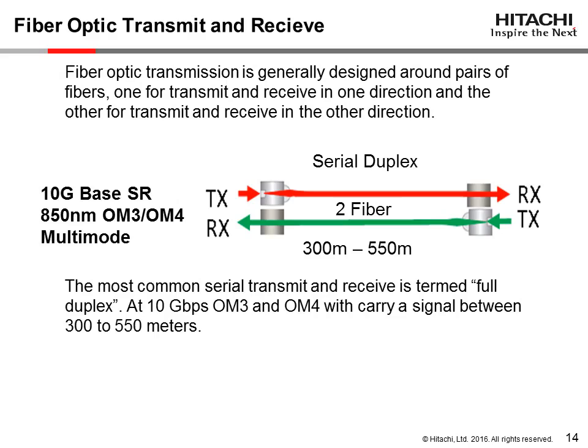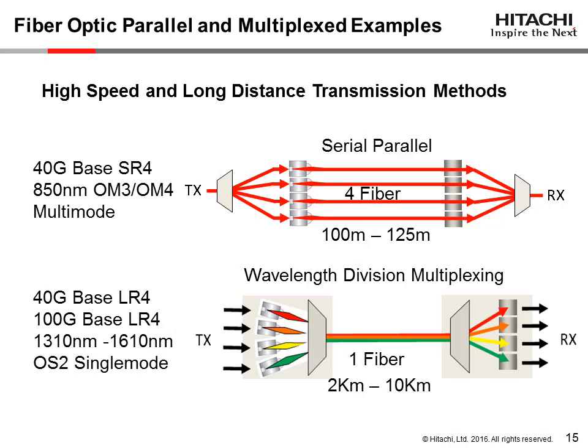At 10 gigabits per second, OM3 and OM4 will carry a signal between 300 and 550 meters. For high-speed data and long-distance applications, parallel and wavelength division multiplexing methods are commonly used. Serial parallel transmission represents a solution used in enterprise data centers. In this example, the 40 gigabit signal is electronically demultiplexed into 4 parallel 10 gigabit signals, still utilizing low-cost VCSELs at 850 nanometers, then electronically multiplexed back into a 40 gigabit signal at the receiving end. Distance is currently limited between 100 and 125 meters.